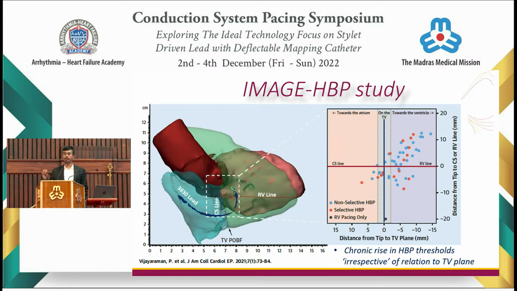But then there could be n number of other parameters. At least this study helped us in telling that probably it is not the location of the lead tip that helps us in understanding the chronic rise. It's not that.